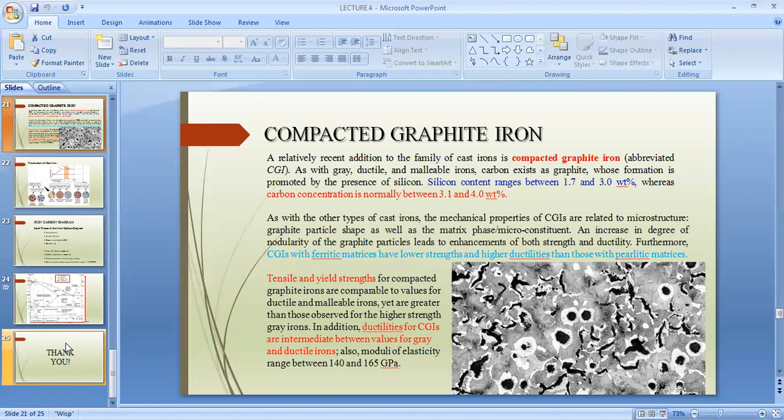Then there is compacted graphite iron, because this was not there before, but now it's added to the family. It has more silicon content, with silicon ranging up to 1.73% by weight, and the carbon content is normally between 3.1 to 4%.